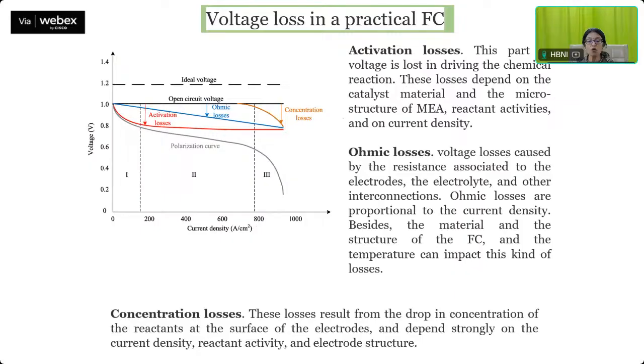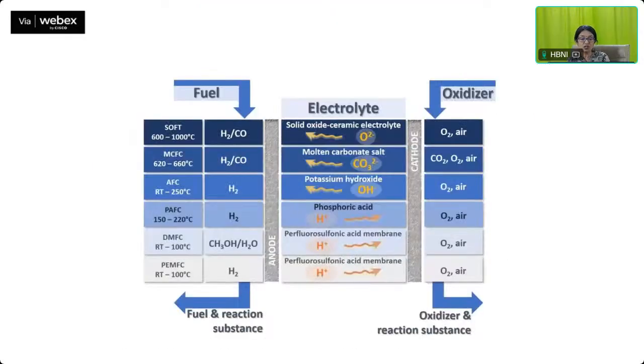Then at last, the orange one is known as concentration loss, and this you generally find at very high current density. These losses result from the drop in concentration of the reactant at the surface of the electrodes, and they depend strongly on the current density, reactant activity, and also on the electrode structure. So this is what you have over here in a nutshell.